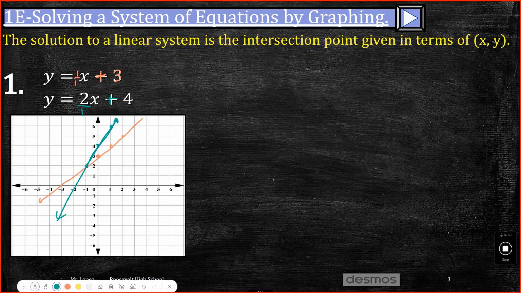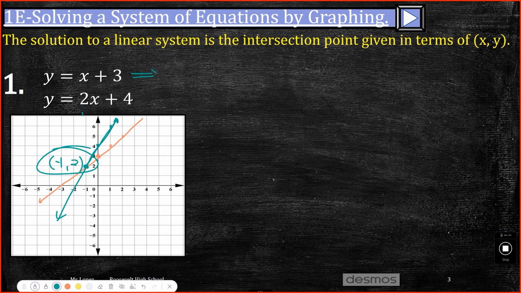And so the intersection point would be the solution. That's what it says. The solution to the system is this point here, which is going to be what? x is negative 1 and y is 2. How can we test that this is true? If you really wanted to, you can graph or plug it into the functions, each of them.